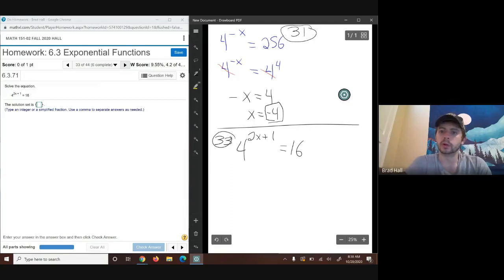So it would be great if we had the same base on both sides. So we ask ourselves, can we rewrite 16 as 4 raised to a power? If you started going through powers of 4, 4 to the second power is 16.